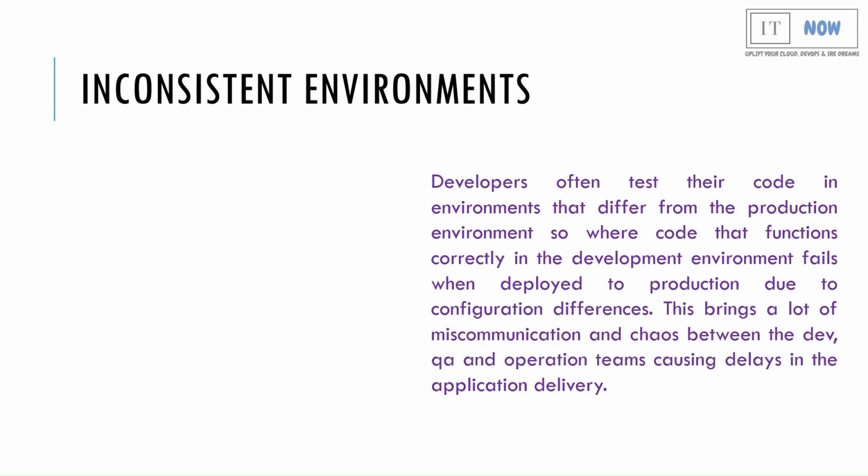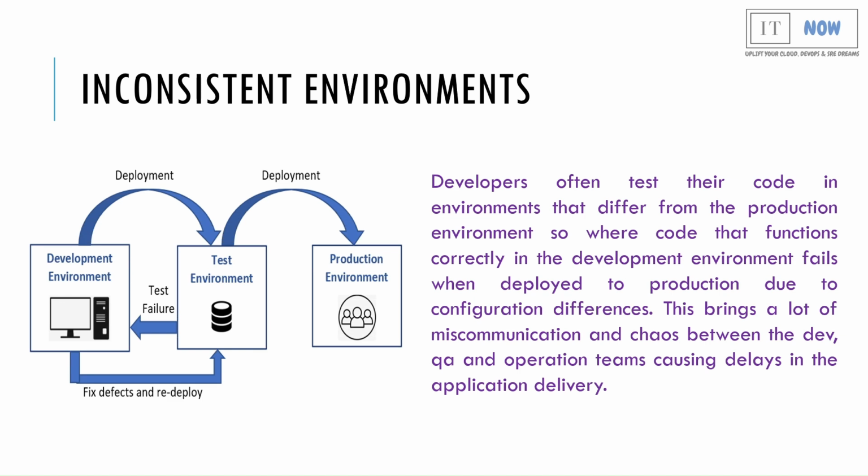Now let's dive into the next challenge, and that is inconsistent environments. This challenge leads to an infamous problem that I think you must have heard at some point, that is, "it works on my machine." For those who don't know, let me explain. Developers often test their code in an environment that is different from the production environment. So when the code is tested in dev, it works fine. But when deployed in production, due to configuration differences, it fails. This brings a lot of miscommunication and chaos between the dev, QA and operations teams, causing delay in the application delivery time.